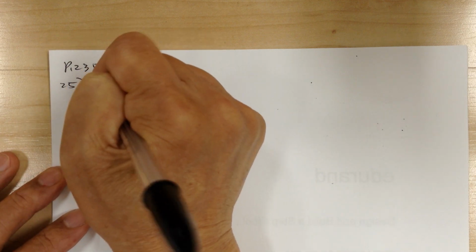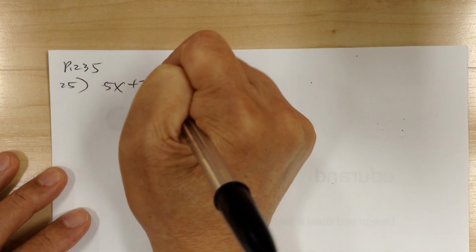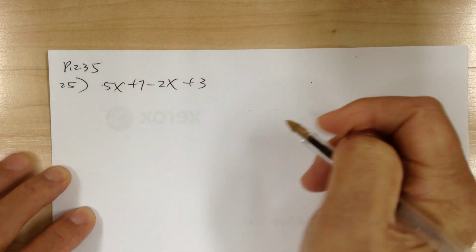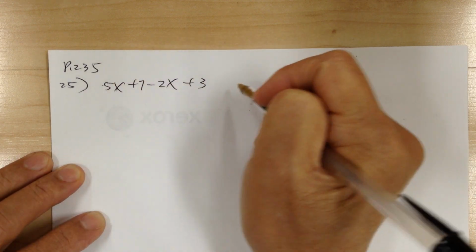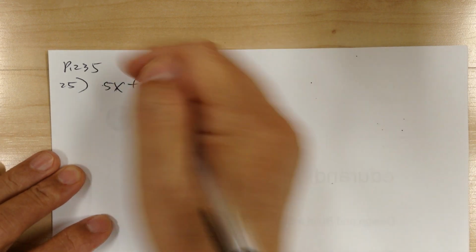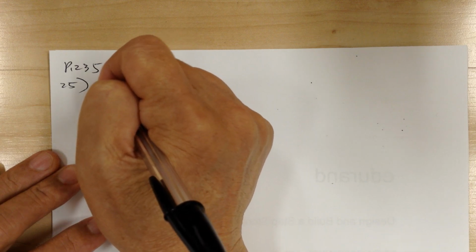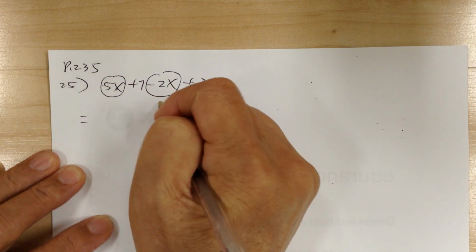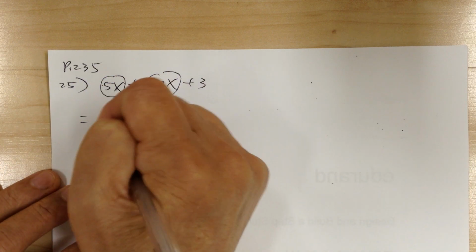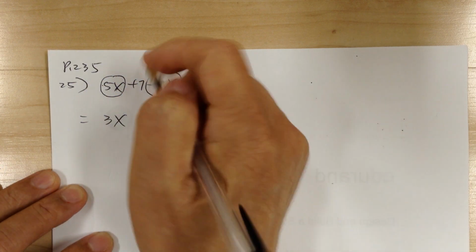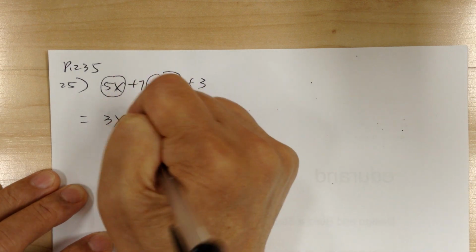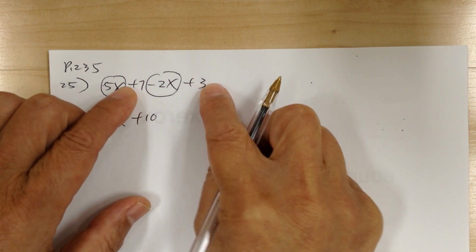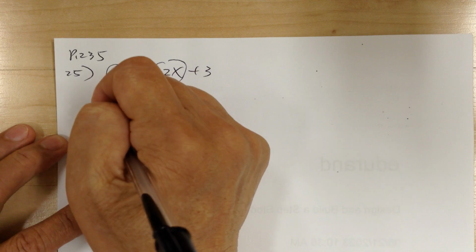Okay, number 25, 5x plus 7 minus 2x plus 3. It started getting messy, so let's organize it and identify the like terms. This one and this one are like terms, so this will give you 3x, and then this one and this one will be plus 10. Again, same sign, you add the numbers together.